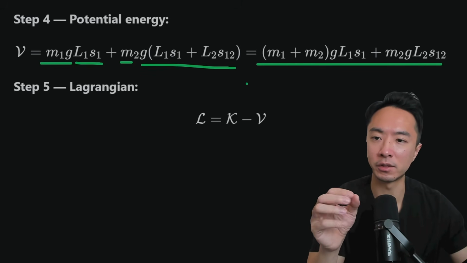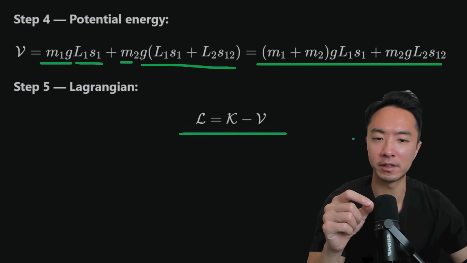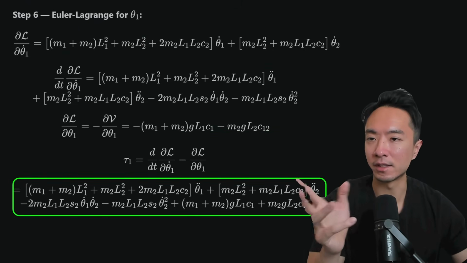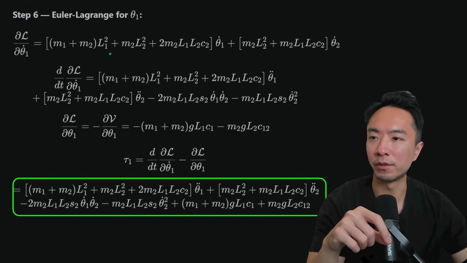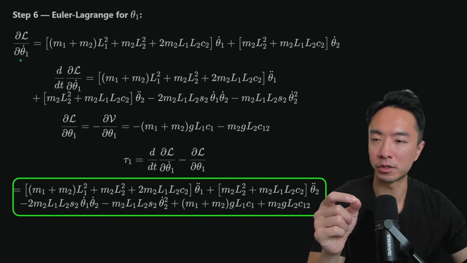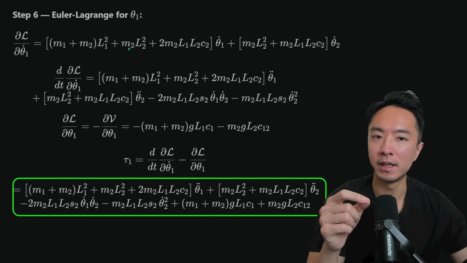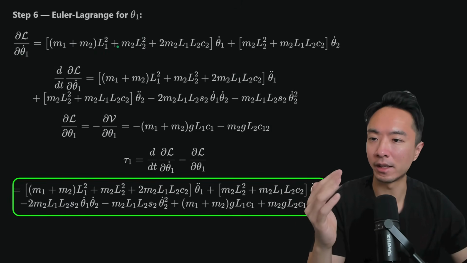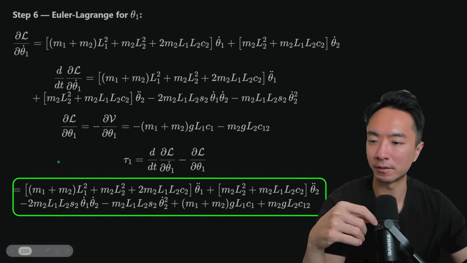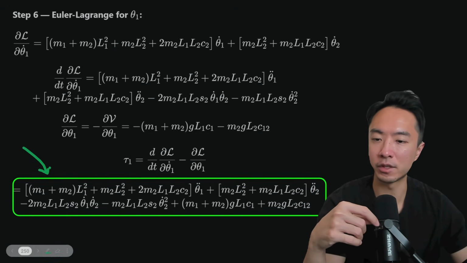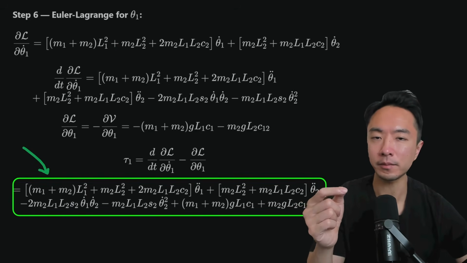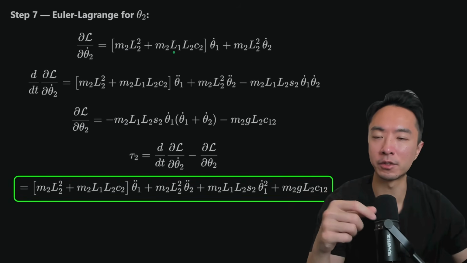So we can move on to the definition of the Lagrangian, which is K minus V. In step 6, this is where we find the partial L, partial theta 1 dot. If you plug in everything and go through the process, you can see this is our final equation for tau 1. And you do the same thing for theta 2.